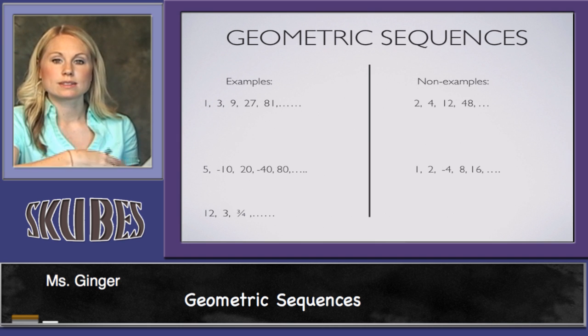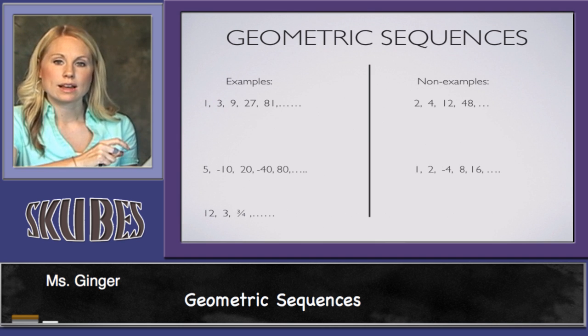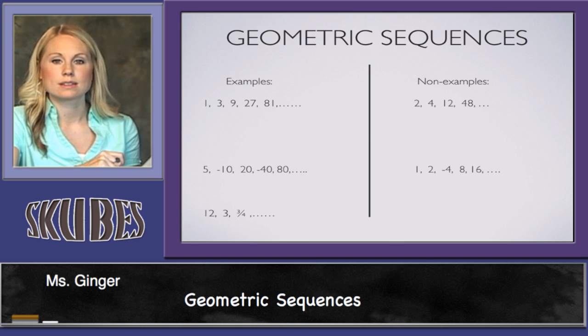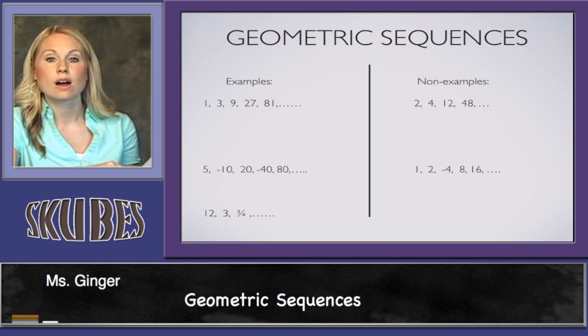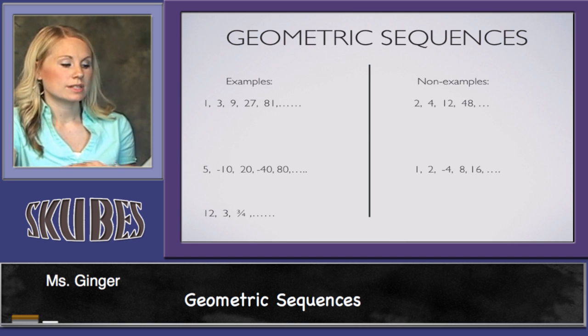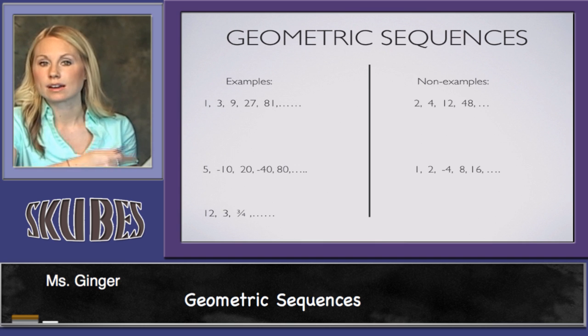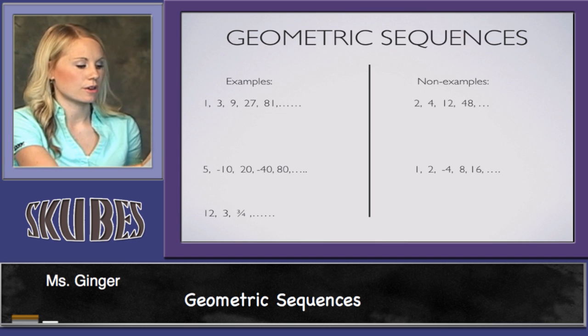And when you see that that's the case, the amount that has been multiplied each time to get to the next term in the sequence, that's called the common ratio. So we're going to take a look at a few examples and identify the common ratio here.